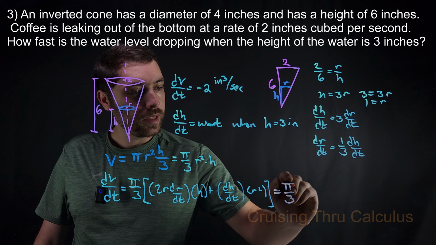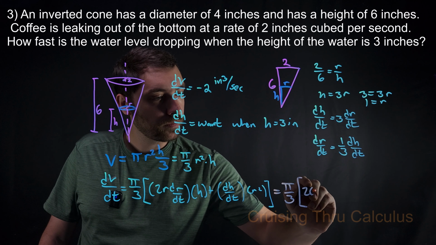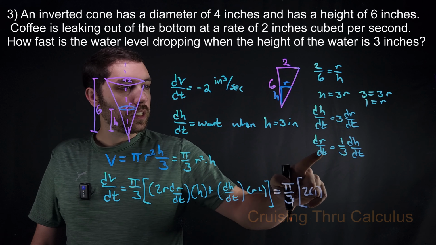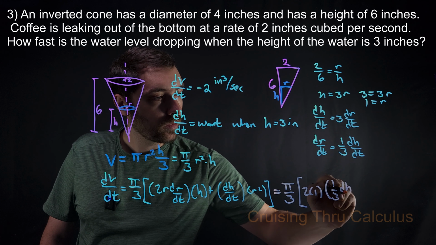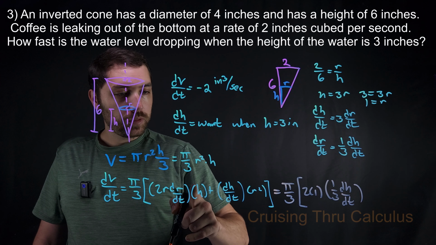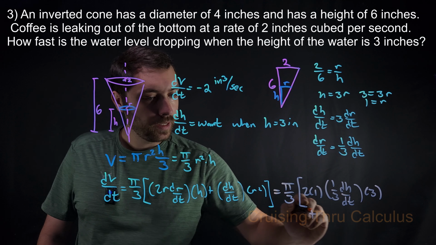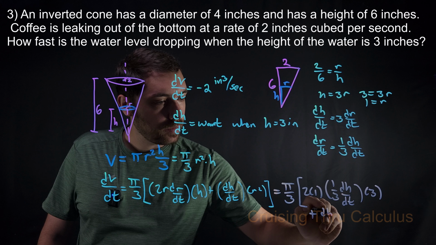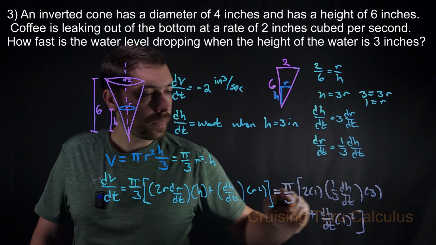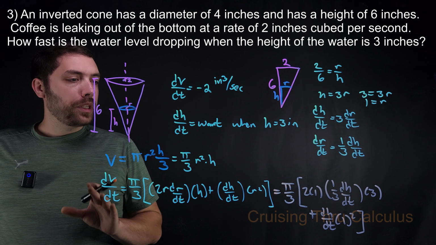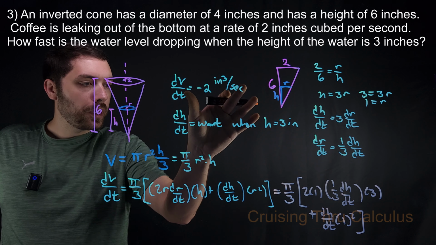Okay, we've got a pi over 3 on the outside. We have 2 times the radius, that's 2 times 1. Then we have times dr/dt. Well, that's 1/3 dh/dt. Times the height, which we know is 3. Plus, oh boy, dh/dt, that's going to stay the same, times r squared. Kind of running out of room here. All right, so here, let me do this. Let me take this answer that we just wrote down here. Let me erase some of this and move it up here, and then we'll keep going.